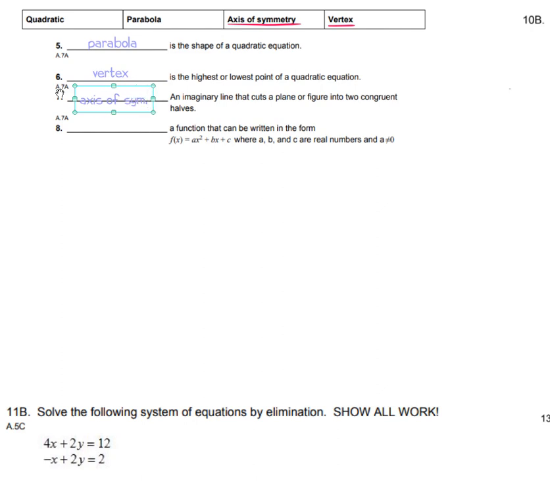You don't abbreviate on the test. I ran out of room. You can adjust your handwriting more easily than I can. So you write it correctly. There we go. All right, axis of symmetry.